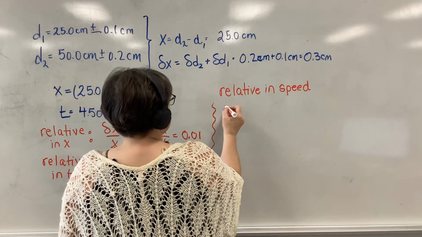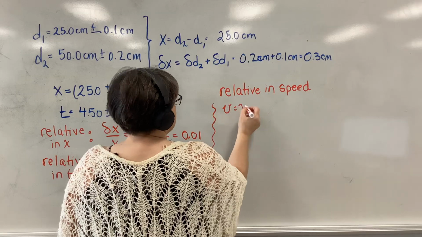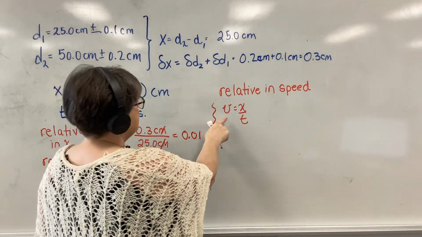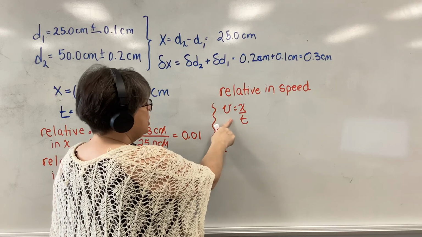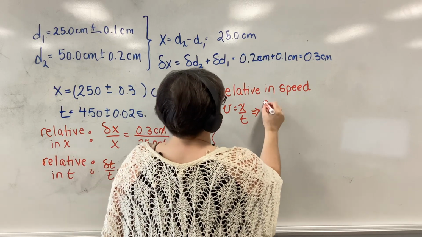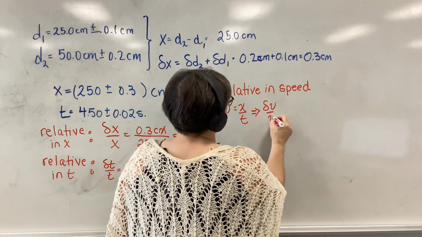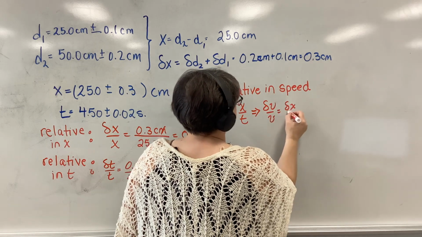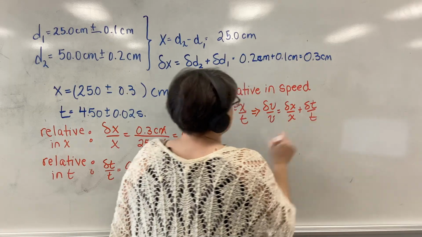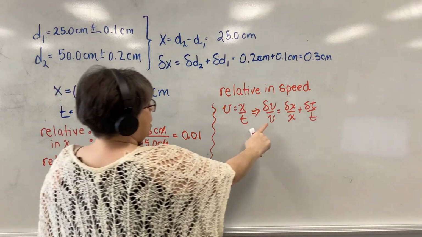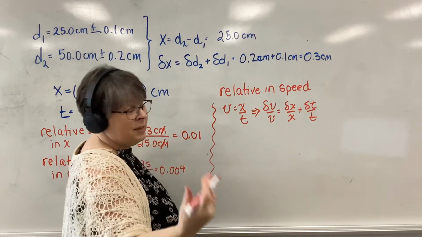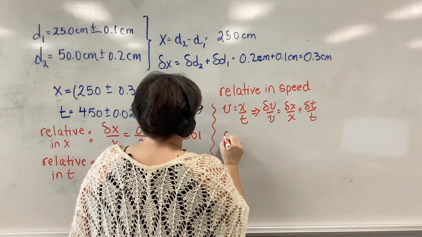So to find speed, we know that v is distance over time. This is a division. We divide two things to get the speed. That means we use the multiplication division rule to find the uncertainty. That rule says delta V over V equals delta X over X plus delta T over T. Okay, this is good. We want the relative uncertainty in speed. We know the relative uncertainty in X. We know the relative uncertainty in T, so we can calculate the relative uncertainty in V.